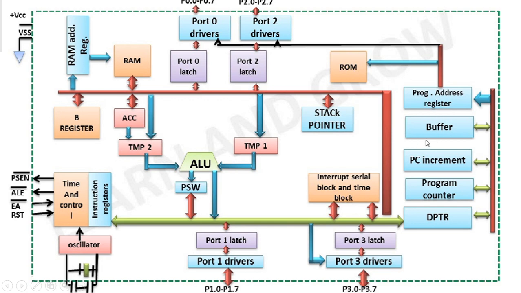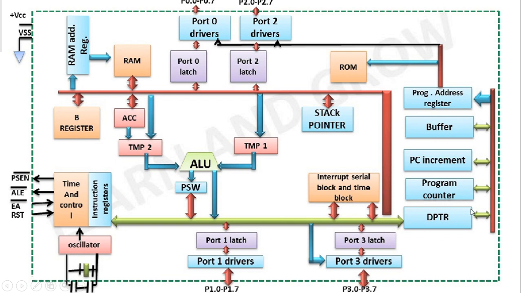Okay, and buffer and program address register. Program address register is used for storing the current address of the instruction to be accessed from the ROM. And buffer is actually used for temporarily storing the accessed data.